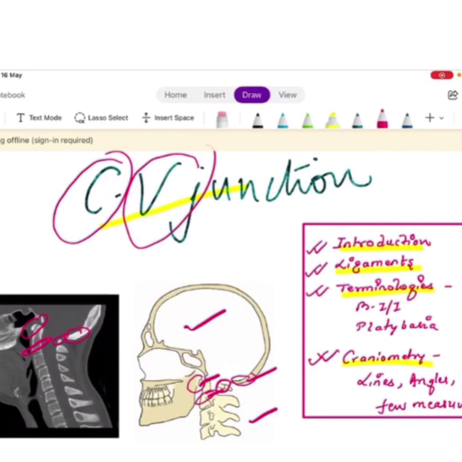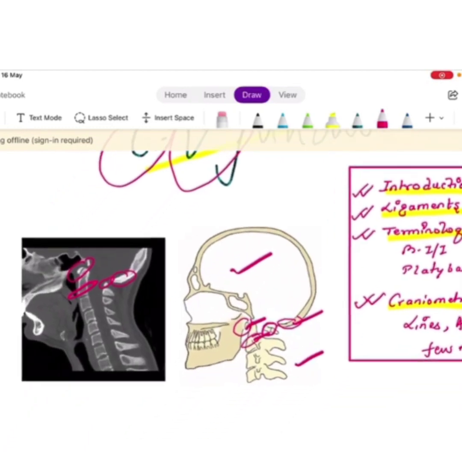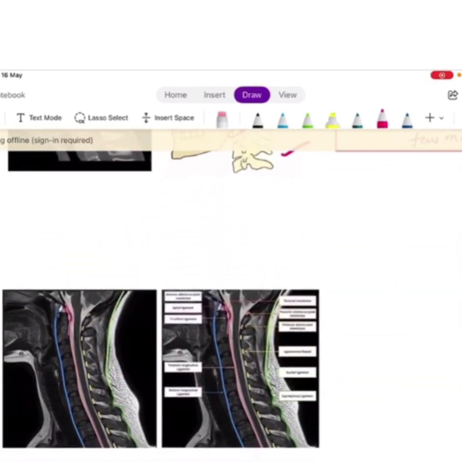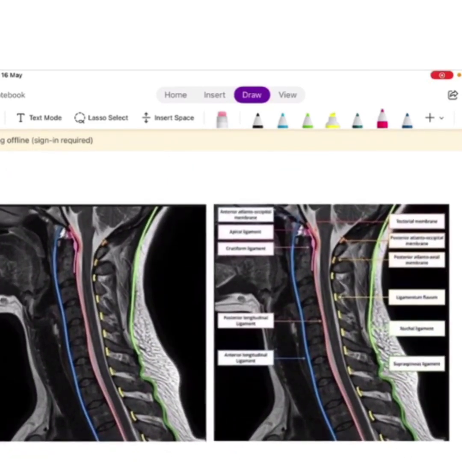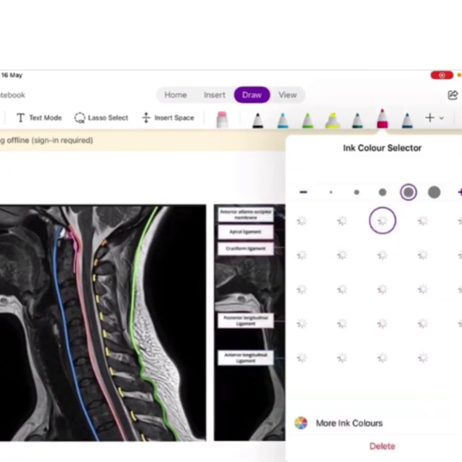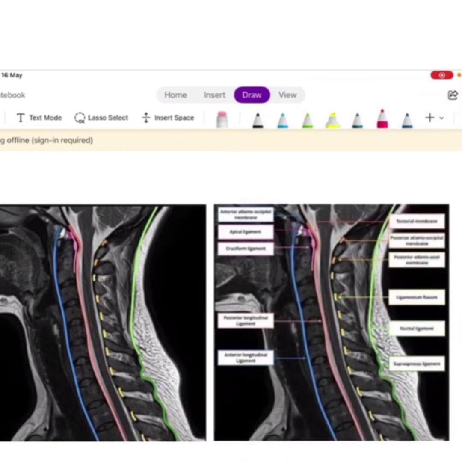So before starting with the actual pathologies in the craniometry part, I would like to discuss the ligaments involved in craniovertebral junction stability. So this is a very basic diagram I have taken from Radiopedia. This is a very basic thing that we already have studied in the anatomy. This blue one is actually the anterior longitudinal ligament. This is in the anterior aspect of the vertebral column.